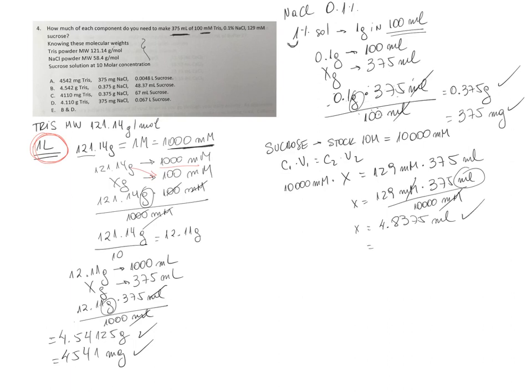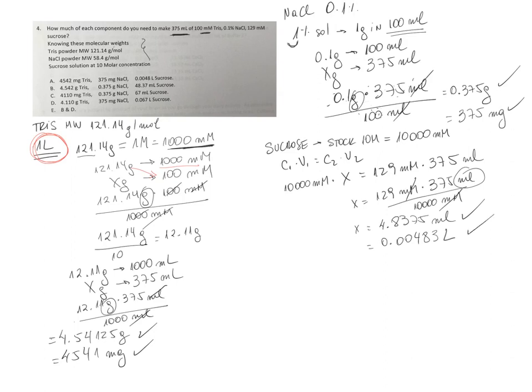But you're also given the option of giving the answer in liters. So then we divide this by 1,000 and it's 0.00483 liters. This is the correct answer.